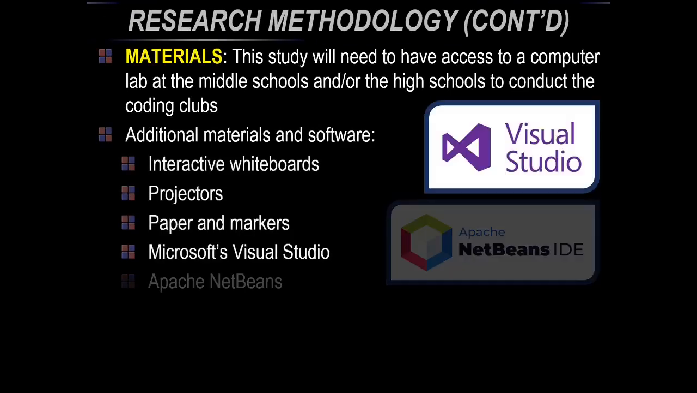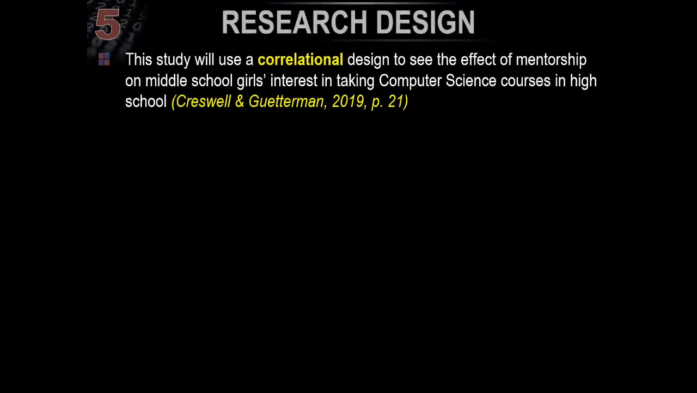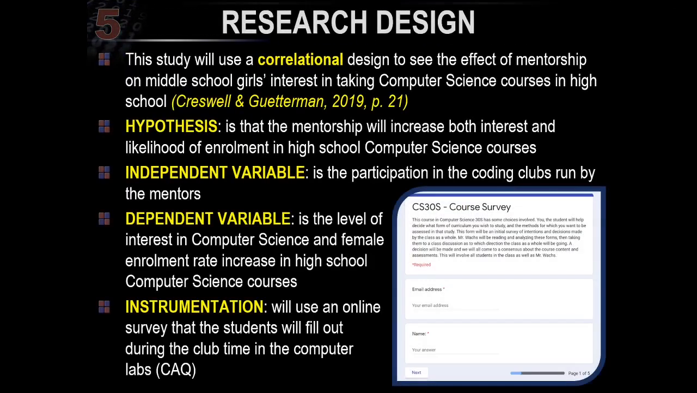So the materials for the study would be an active computer lab at the middle schools and or high schools to conduct the coding clubs. From a material perspective, they'd need interactive whiteboards, projectors, maybe paper and markers. All software would be free, including Microsoft's Visual Studio, Apache NetBeans, a viable internet browser, Google Chrome is suggested, and the PowerSchool portal, which again is part of the St. James School Division currently. The study will use a correlational design, as you can see from my citation.